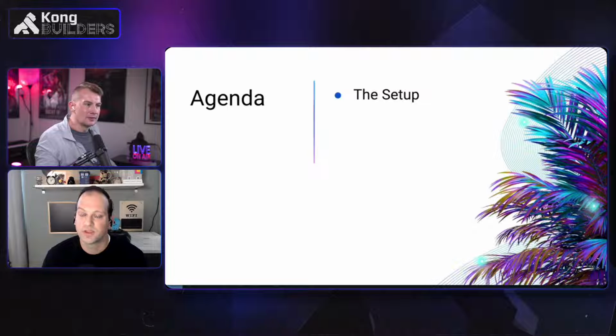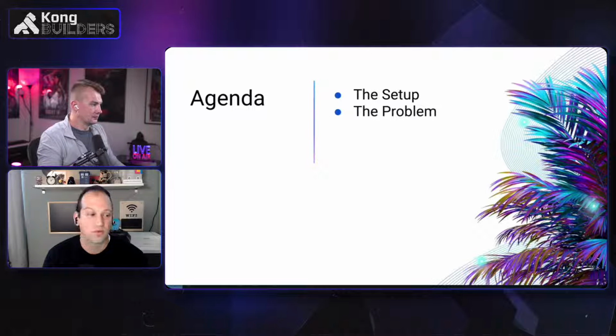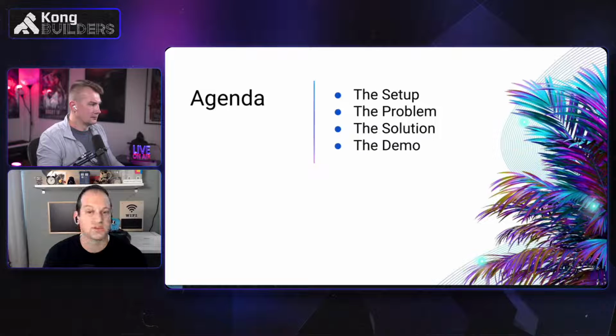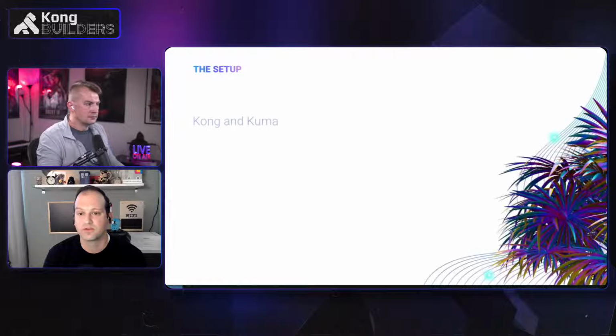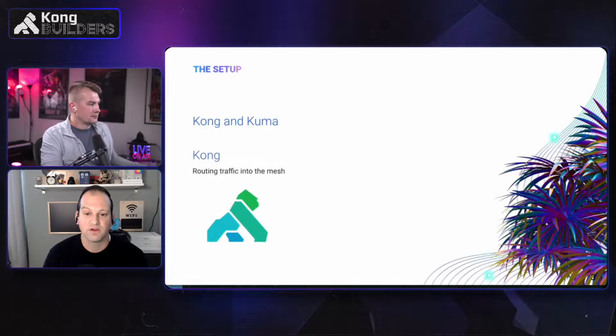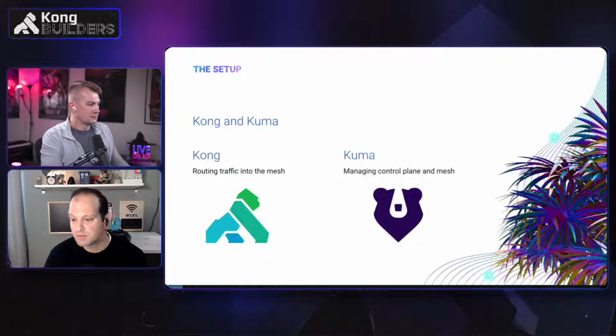Perfect. So we'll go through the agenda of this: the setup, the problem, what our solution ended up being, and then obviously the demo of how it works. All right, so the setup. The setup is that we have Kong, and we're routing traffic into our mesh. We're leveraging Kuma to manage the control plane and the mesh.